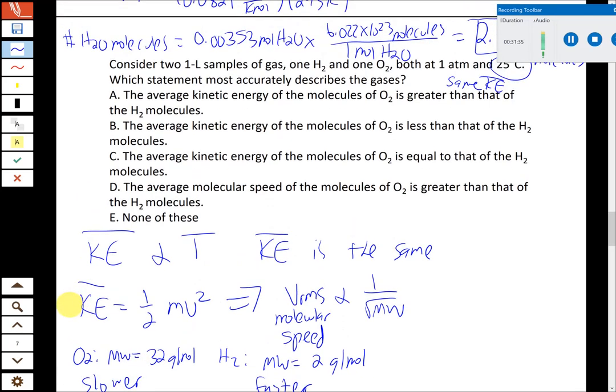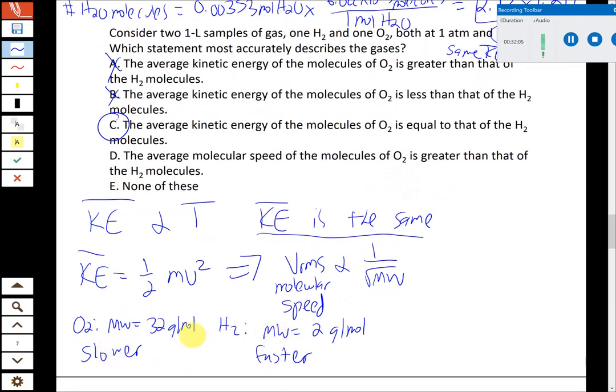So now we're ready to go through and evaluate these answer choices. So the first three deal with average kinetic energy, which we said should be the same for both because they're at the same temperature. So average kinetic energy of O2 is greater, that can't be right. Average kinetic energy of O2 less than, that can't be right. But choice C, the average kinetic energy of the molecules of O2 is equal to H2. That one is correct because they're at the same temperature. And then choice D was about molecular speeds. It says the average molecular speed of O2 is greater than H2. That's the opposite of what's actually true because O2 is heavier, it's going to have a slower average molecular speed. That one's wrong also. So choice C is the only answer here that checks out.